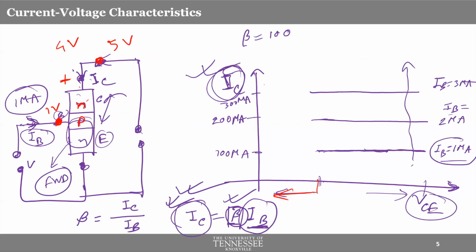So that's why when you increase VCE, nothing changes. You still have reverse biasing, and once you have reverse bias, the current will always be the same, and that's what you see in a regular diode as well.